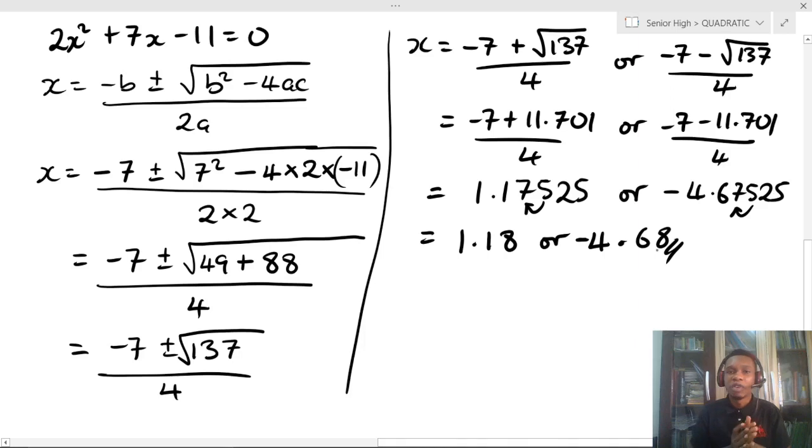Okay, so that's it for quadratic equations. We've done completing the square, we've done factorization, and we've just finished with the quadratic formula method. So we'll wrap it up here for quadratic equations. Maybe the next video might be on the push and lose method, on how to work with it.